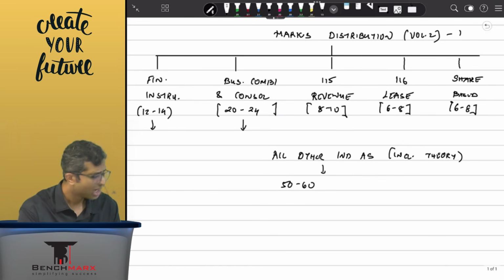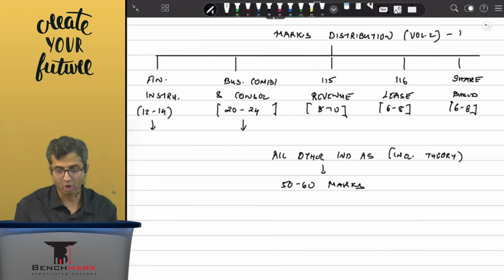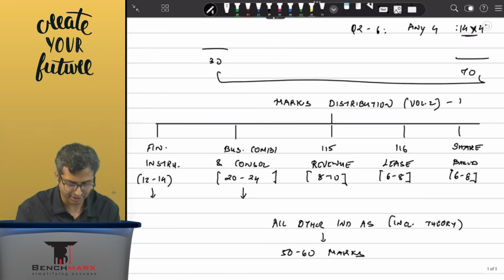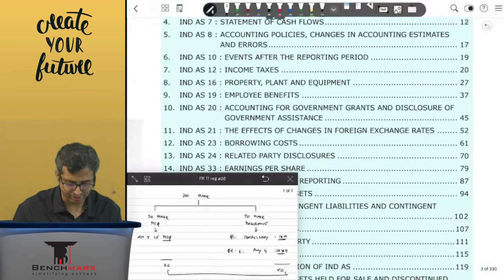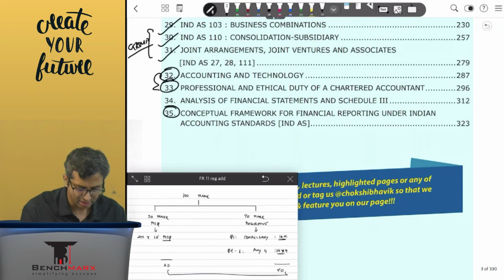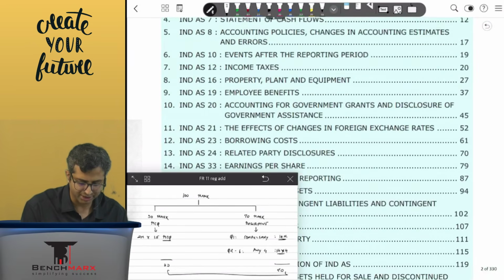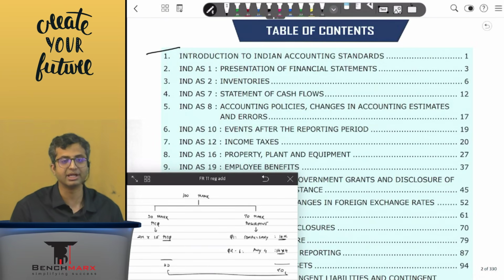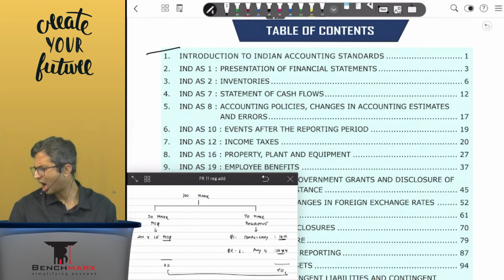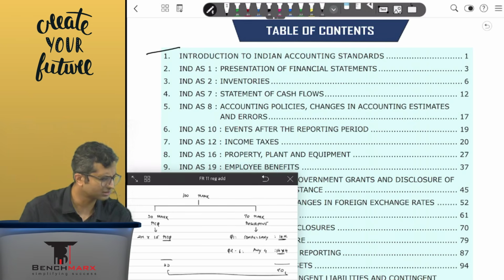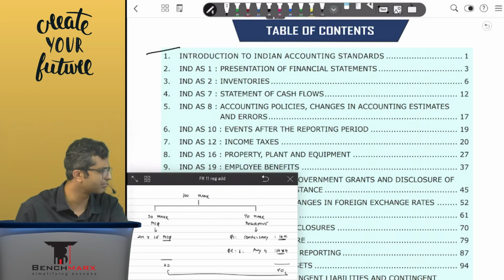So this is around 50 to 60 marks when we look at your weightage for all other Ind ASes. When I say all other Ind ASes, it includes this entire section. The part at the back is all theory. This we could say is the theory part, and all the other first 24 odd topics would be all your other Ind ASes when we say. Are we clear with what our overall subject breakup is?